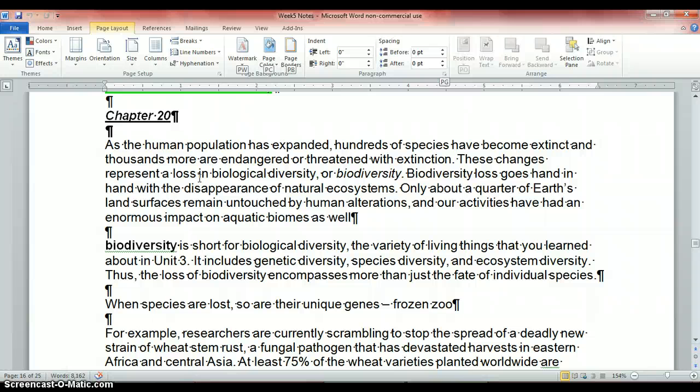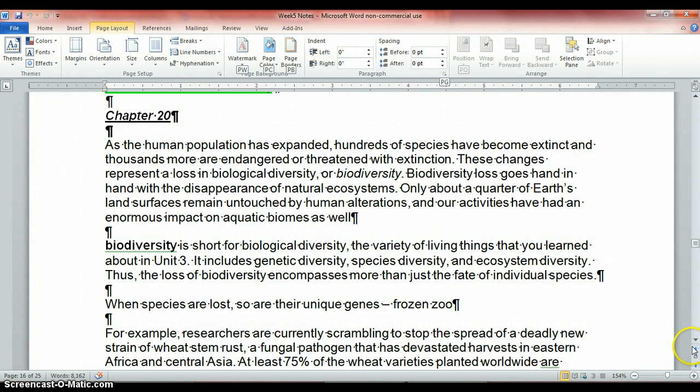Biodiversity is short for biological diversity, the variety of living things that you learned about in Unit 3. It includes genetic diversity, species diversity, and ecosystem diversity. Thus, the loss of biodiversity encompasses more than just the fate of individual species. When species are lost, so are their unique genes. There are frozen zoos to try to maintain some of this, but they're pretty much gone.